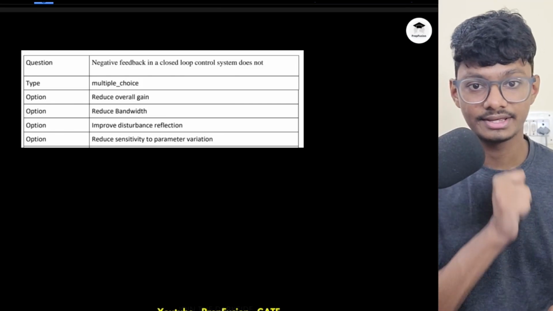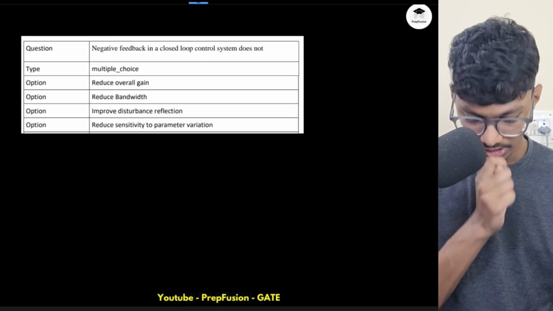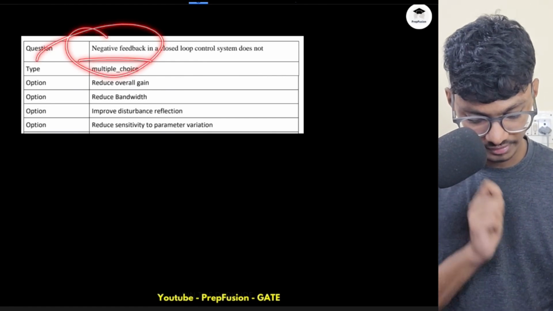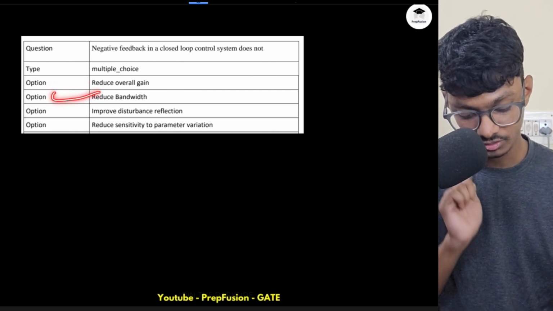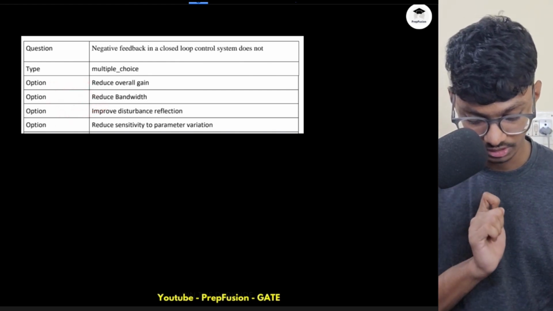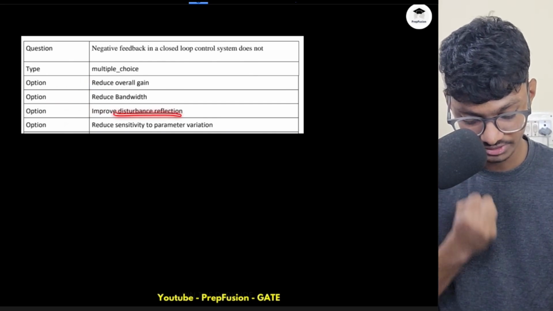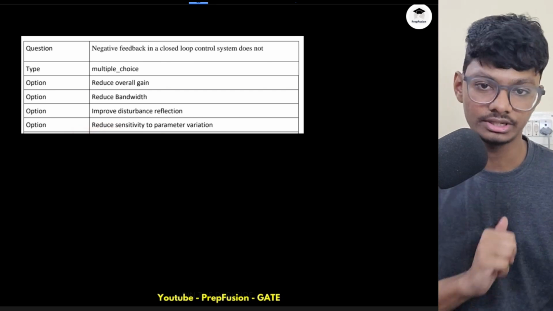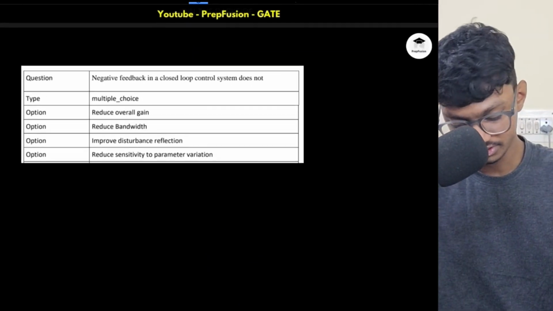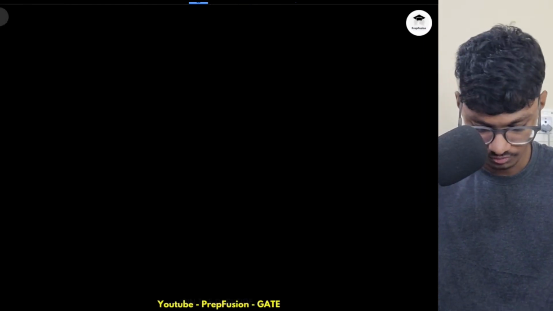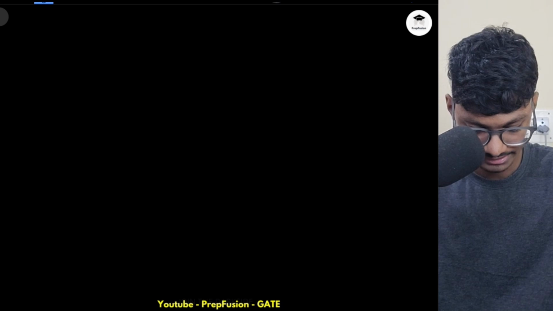This question is pretty interesting. We have to find out what negative feedback does. Negative feedback in a closed loop system does not reduce overall gain, does not reduce bandwidth, does not improve disturbance rejection, does not reduce sensitivity to parameter variation. To solve this question, what we can do is write this thing down.